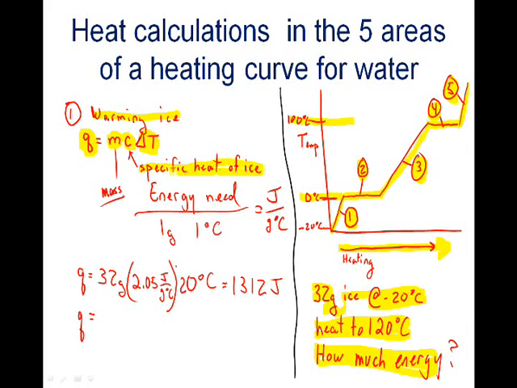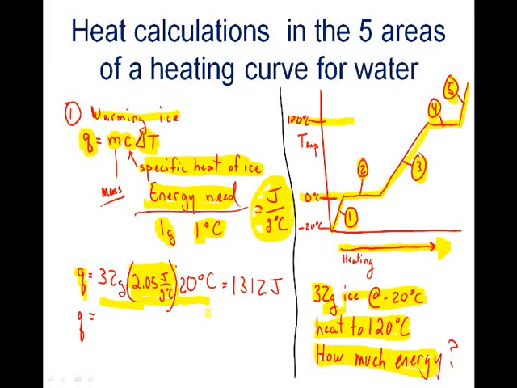Now, specific heat for any substance is the energy required to change 1 gram of that particular substance 1 degree Celsius. So the units are always right here: joules divided by gram and divided by degree Celsius. So if we substitute in our values from our problem, we have heat equals 32 grams times the specific heat of solid water or ice, and we looked this up on the internet and found this value, and the change in temperature from negative 20 degrees to 0 is a change of 20 degrees. So that gives us a product of 1,312 joules.